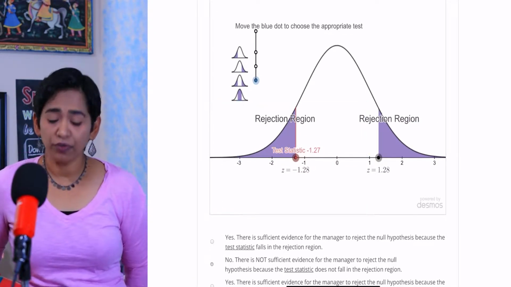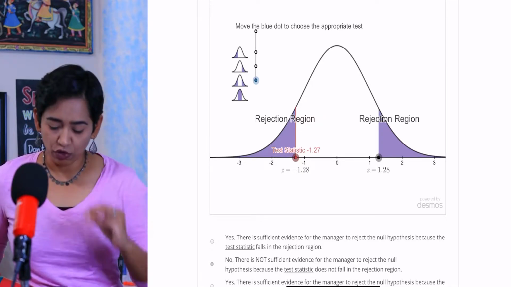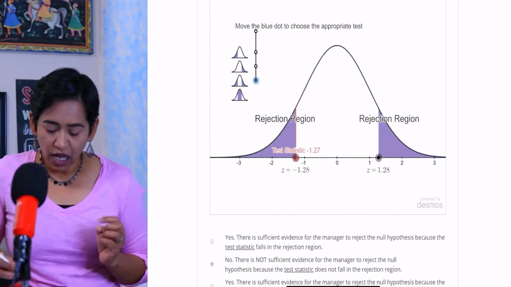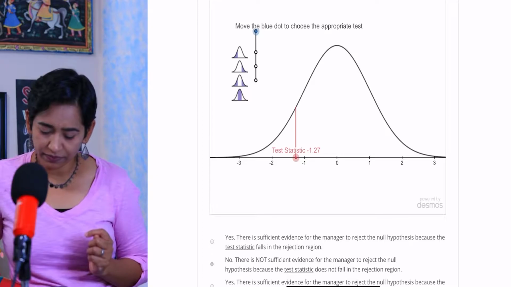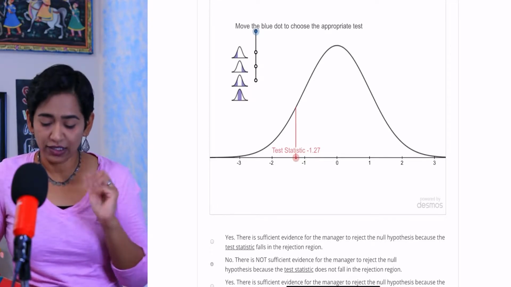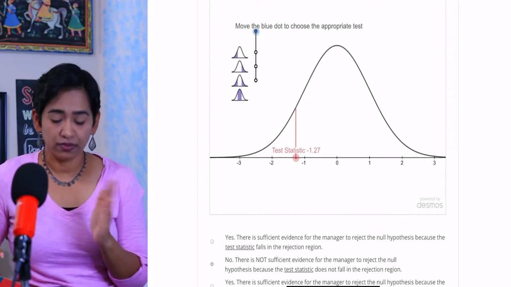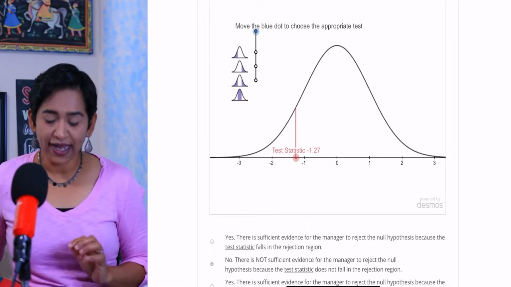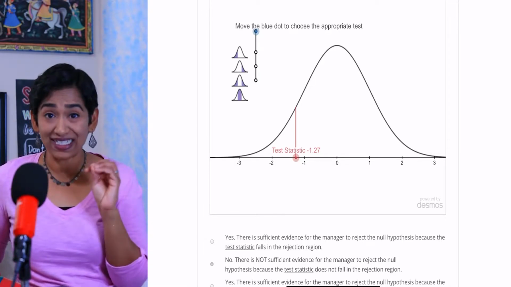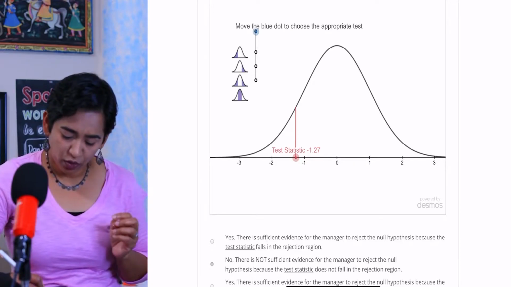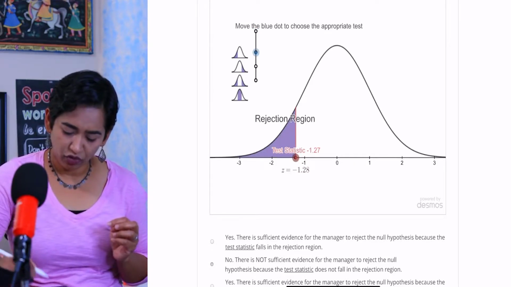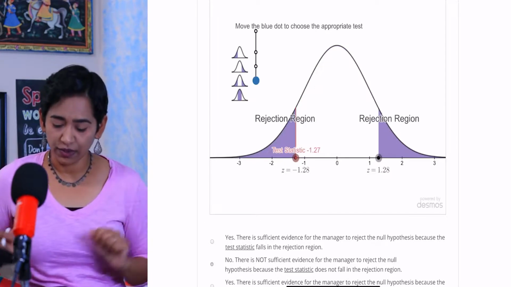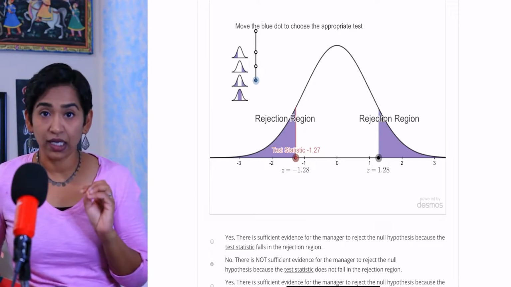Based on the problem, you always start with whether it's left, right, or two-tail. Okay, let's do this again. So to start, here is the problem that I have. I'm going to start with what tailed test it is, and I'm going to move it. Not left tailed, not right tailed, but I know it is a two-tailed, right? Not equal to.